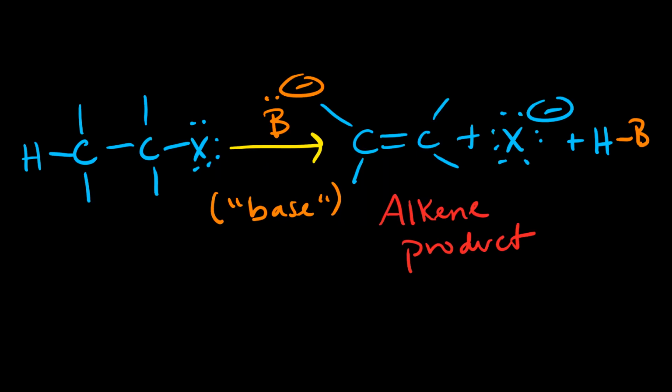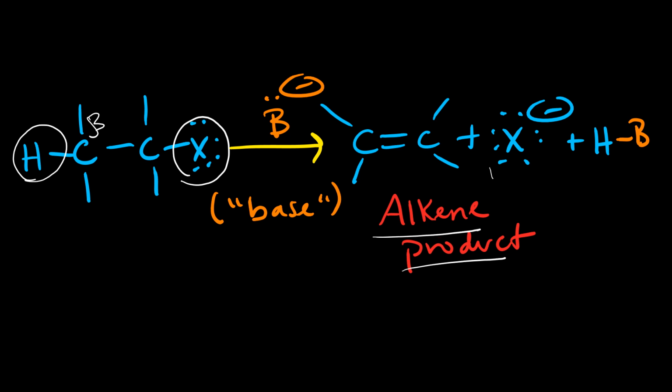Let's now take a look at that concerted mechanism, the one-step elimination reaction. So again, here's the overall reaction. Recall that this is a beta elimination, since we're eliminating the proton at the beta position from the leaving group. And we are going to get an alkene product as well as some byproducts.